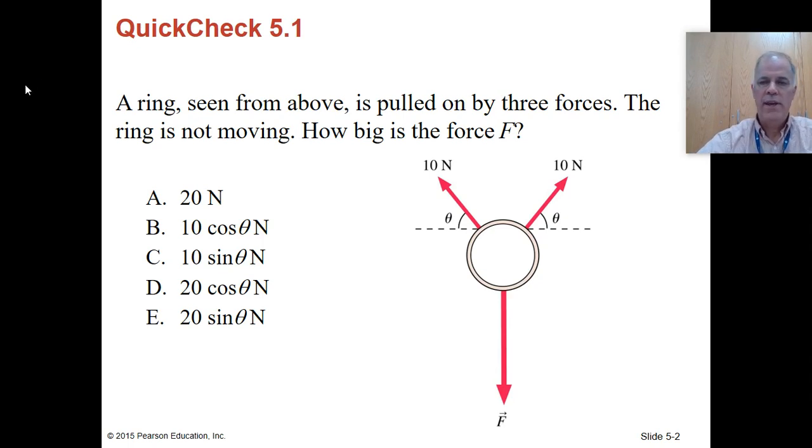So here's the answer right now. Here it is. The force F is 20 times the sine of theta. The reason is that if it was just one of these, the vertical component of this force is 10 times the sine of theta. Sine theta is opposite over hypotenuse. So the vertical component of one of these is 10 times the sine of theta, but there's two of them, so we multiply by 2, so 20 times the sine of theta. And there we go.